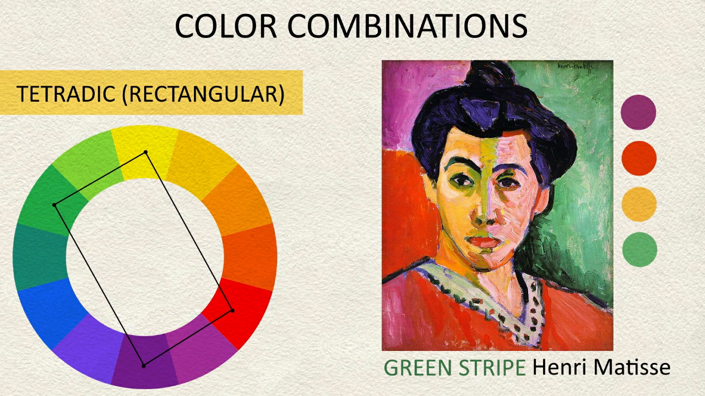This painting uses a tetradic or rectangular color scheme. When he showed this painting in 1905, critics called it shocking, strange, and disturbing. What do you think of it?